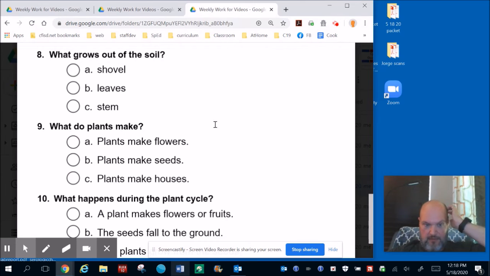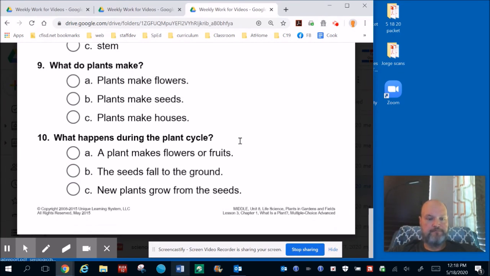Question number 9. What do plants make? Plants make flowers. Plants make seeds. Plants make houses. Question number 10. What happens during the plant cycle? A, a plant makes flowers or fruits. B, the seed falls to the ground. C, new plants grow from seeds. Remember, on those, you pick all the correct answers.